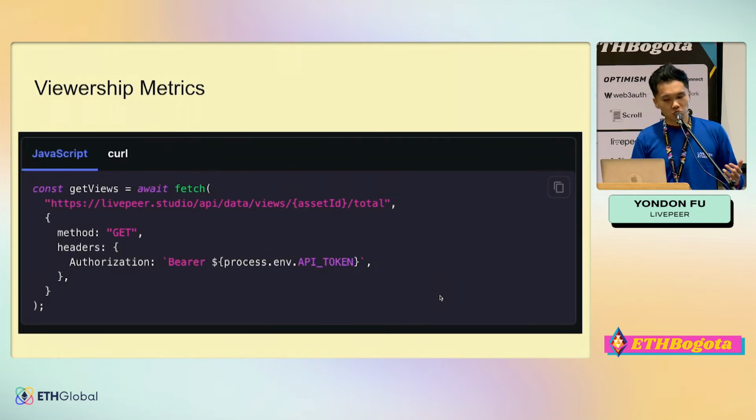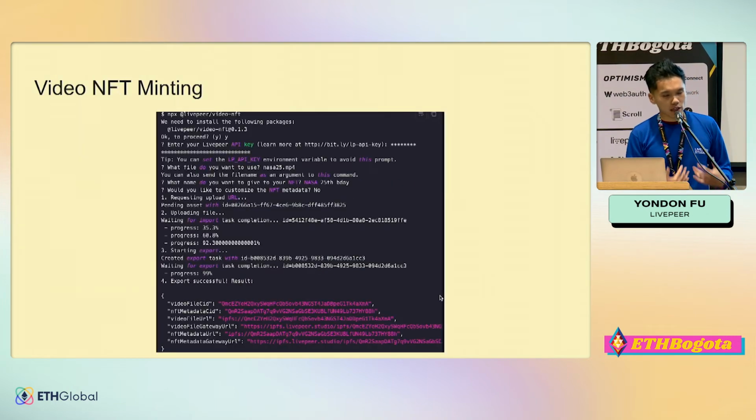Viewership metrics. Simple JavaScript query to an API endpoint for Studio. And given the identifier for an asset that you've already uploaded, you'll be able to get viewership information. You'll get a sense of what engagement looks like. And lastly, video NFT minting.